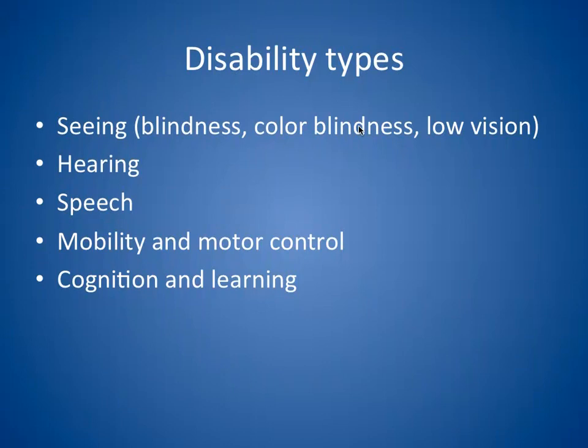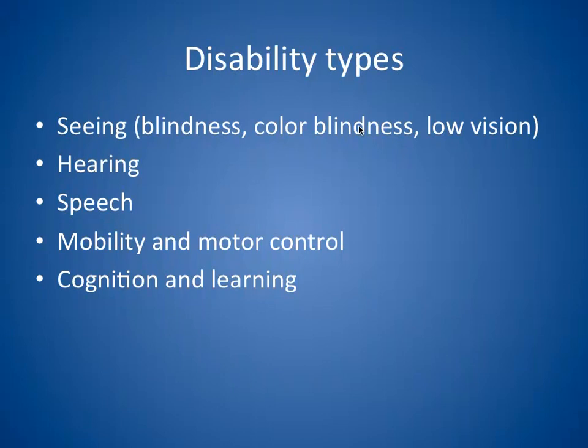So briefly, let's go over some of the different types of disability your users might be experiencing. They can be broken down into a lot of categories. These are some of the broader categories. Some of them may experience problems with seeing, so that could go from complete blindness where they can't see anything at all, to color blindness where they're only able to distinguish certain colors in the spectrum, to just low vision where they have trouble focusing or seeing small items or reading things that don't have enough contrast.